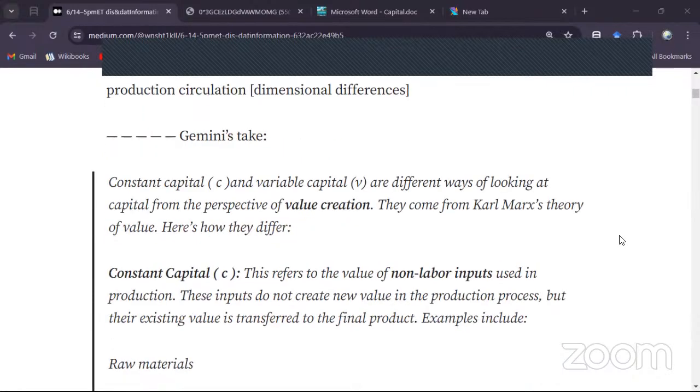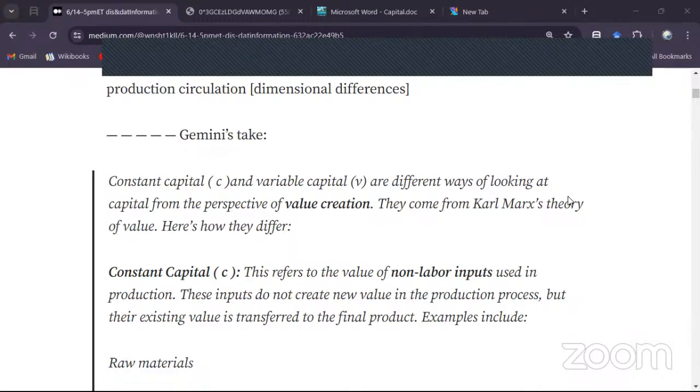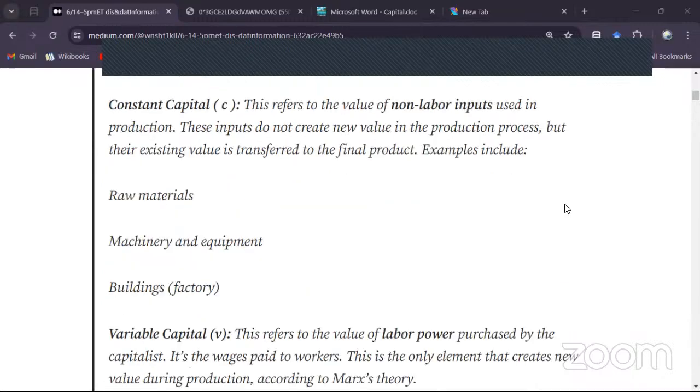Constant capital, C, refers to the value of non-labor inputs used in production. These inputs do not create new value in the production process, but their existing value is transferred to the final product. You can imagine a machine, and a certain transformation occurs, and the final product represents that combination of things. So examples include buildings, machinery and equipment in the building, and raw materials.